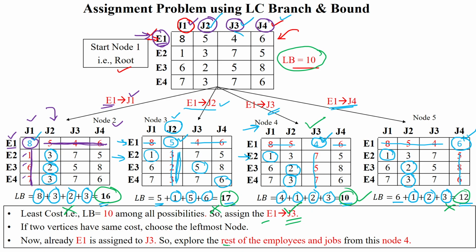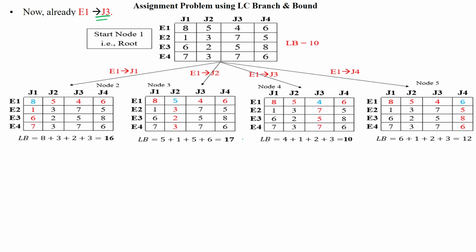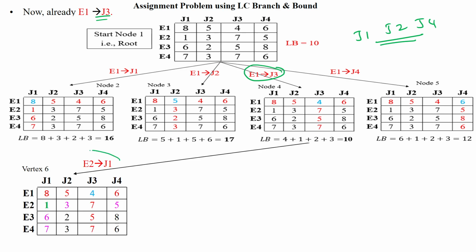Okay, so now we are going to explore job number 3 further, to assign to other employees. So now job number 3 is assigned to employee 1, right. This is the first level we calculated in the earlier slide. So this 10 is going to be explored. So job 3 is now assigned. The remaining jobs are J1, J2, J4. Only three possibilities are there for employee number 2, right. So for employee number 2, we are starting with assigning job number 1.